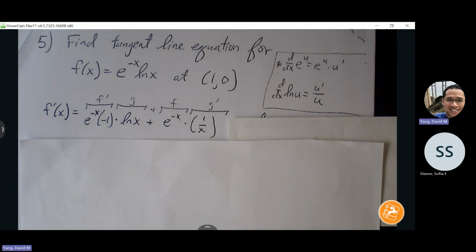Yeah, slope. We have the slope. Yeah, we have the ordered pair. All we need is a slope, so the slope is going to come from the derivative. So we're going to turn the derivative into a slope value. Right. So we'll do f prime of 1. So replace every x with 1.